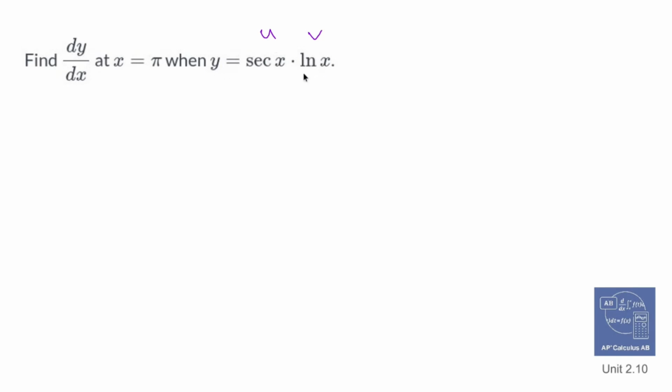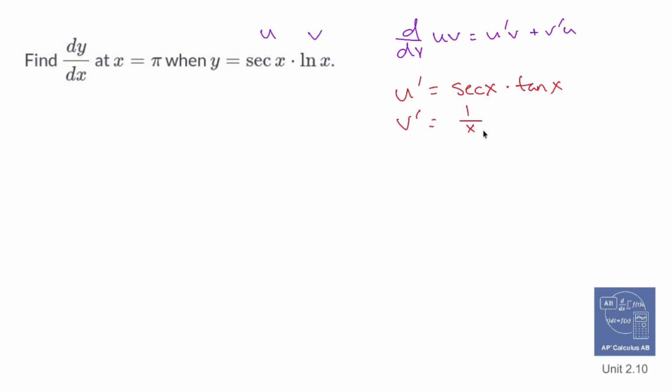All right, so product rule, if you forget, is d/dx of u times v is going to be u prime v plus v prime u. So what I need to do is figure out what u prime is, right? U prime is the derivative of secant. The derivative of secant is secant x times tangent x, right? V prime is going to be the derivative of ln of x, which is just 1 over x.